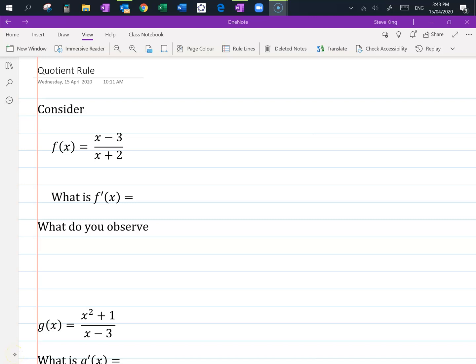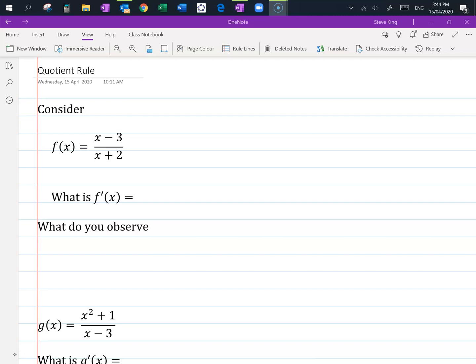Hi, in this video we're going to look at the second of the major things we're going to have to learn in the A2 differentiation course, and that is the thing called the quotient rule. Quotient is the answer to a division sum, and so basically we're going to see how can we go about deriving a function that is a division.